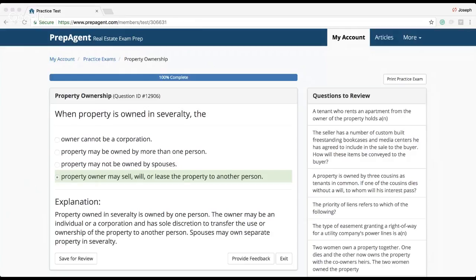If you were taking property with a corporation, would it be tenancy in common or joint tenancy? What do you guys think? Good. Tenancy in common, because of that right of survivorship. Corporations don't die.